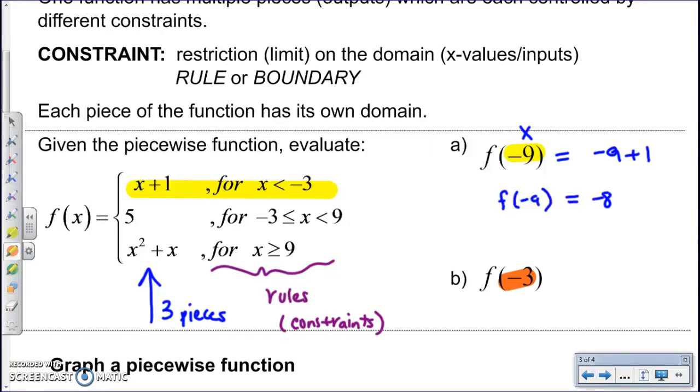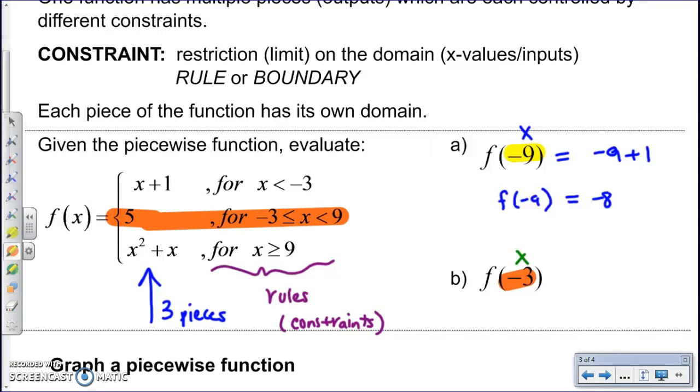They give us the x coordinate of -3. So this is our x coordinate. Which piece of the function should we use to evaluate f of -3? Is x less than -3? Is it greater than or equal to -3 but less than 9? Or is it greater than or equal to 9?